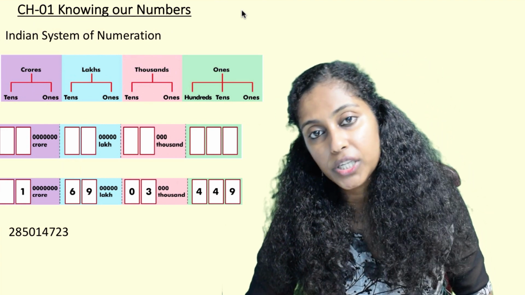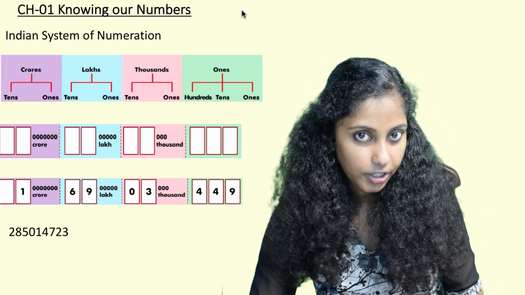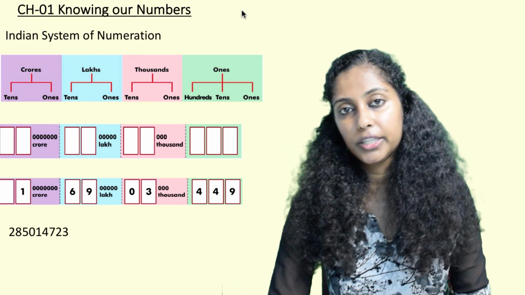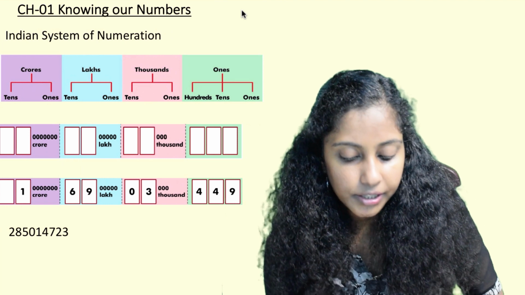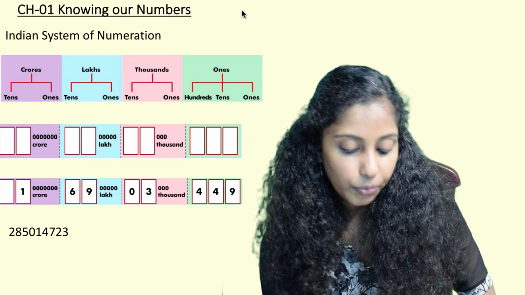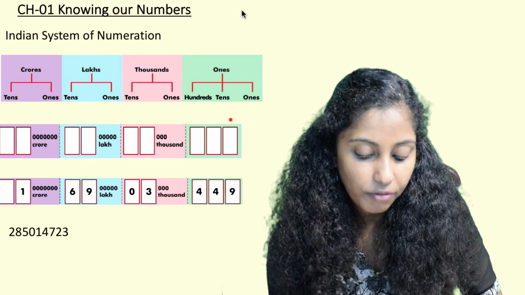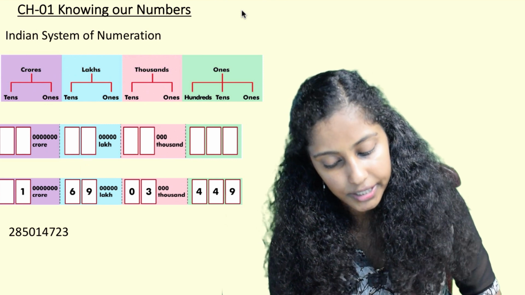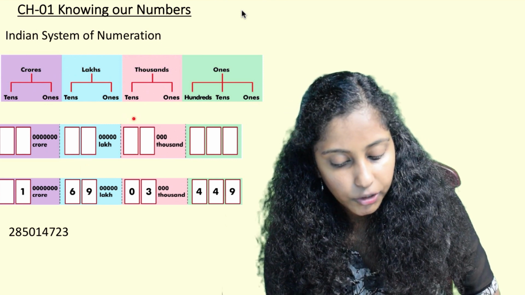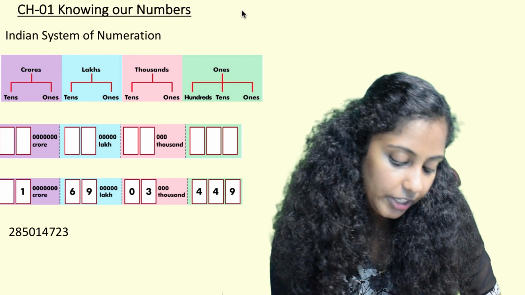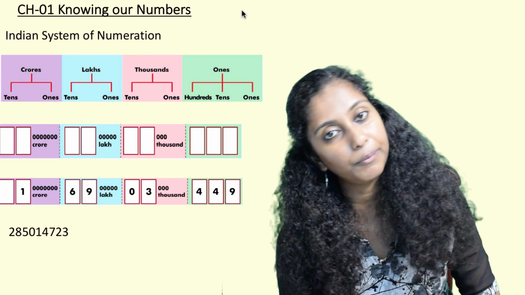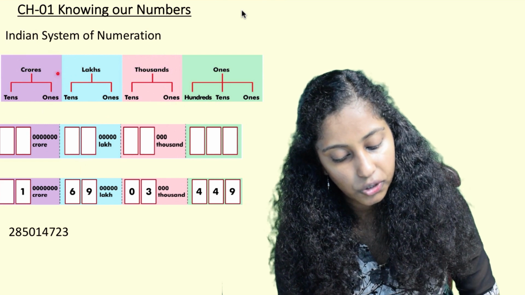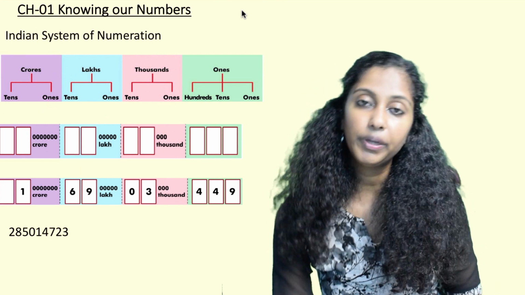Now we are going to see the Indian system of numeration, and then later we'll be seeing the international system of numeration. When we are seeing the Indian system of numeration, here what we do is we have one group of ones in which we have hundreds, tens and ones. Then we have another group of thousands in which we have only tens and ones. The other group is of lakhs, which has only tens and ones, and ultimately we have crores also, with tens and ones.